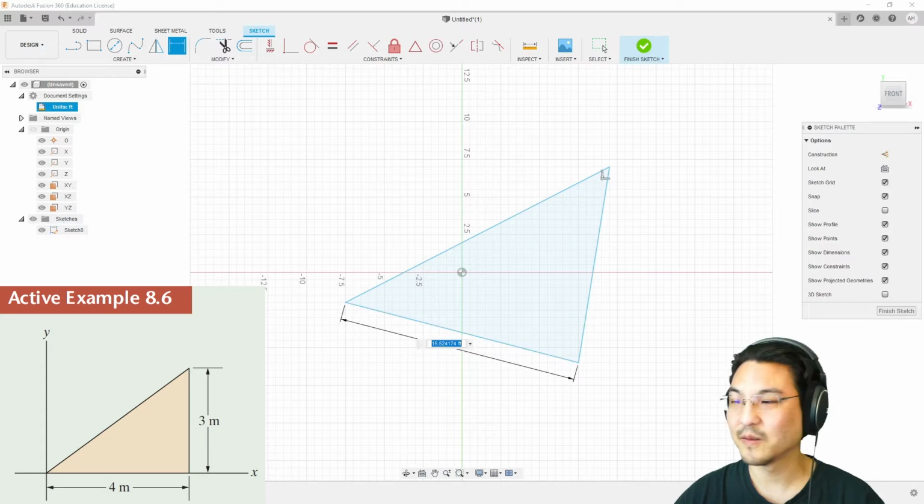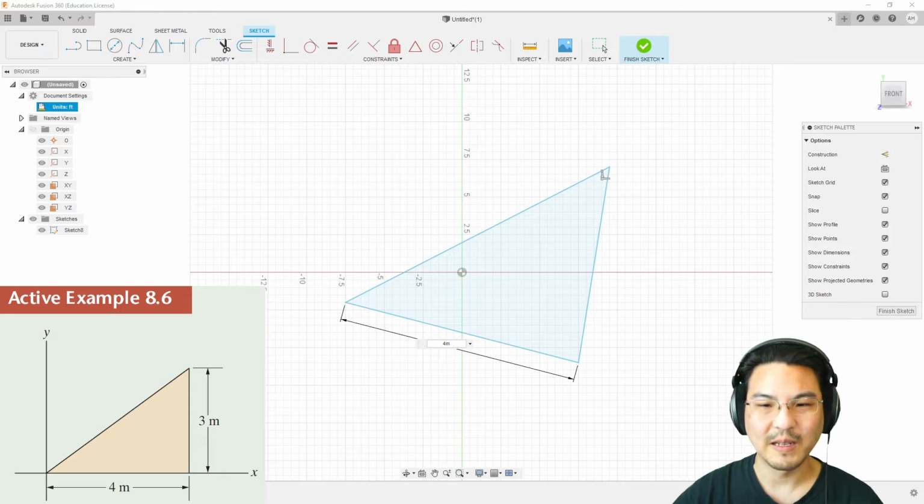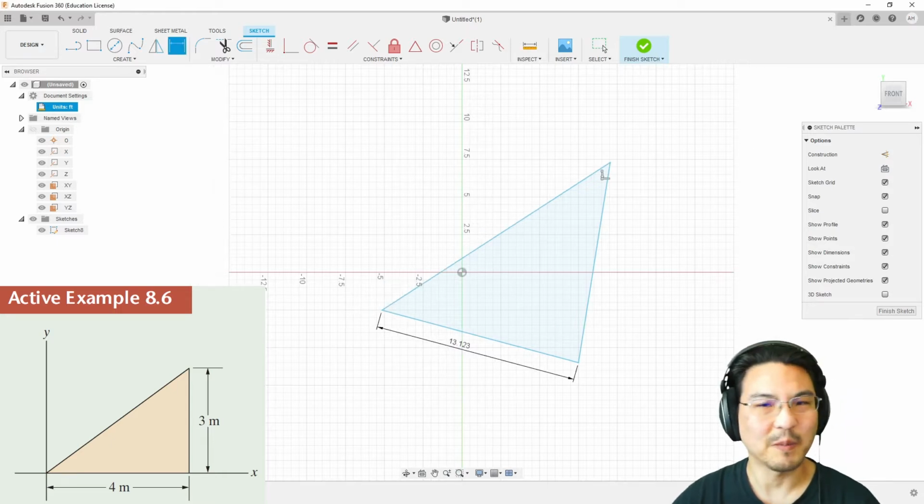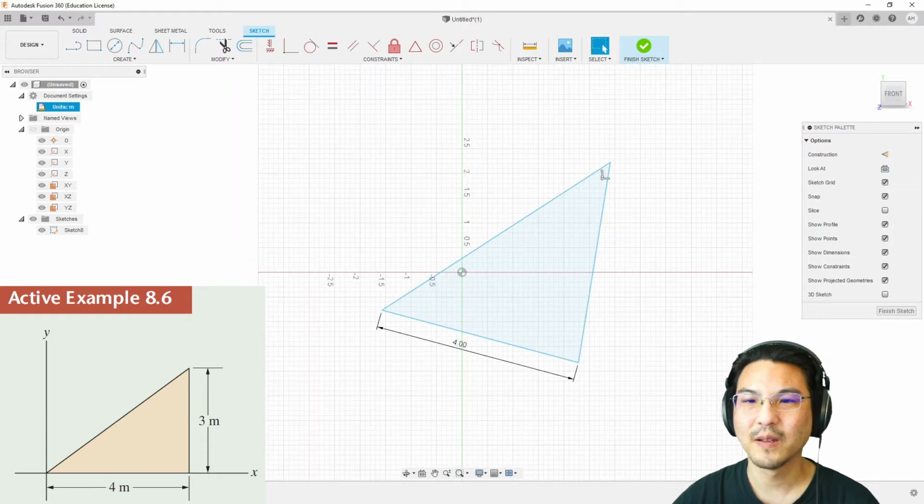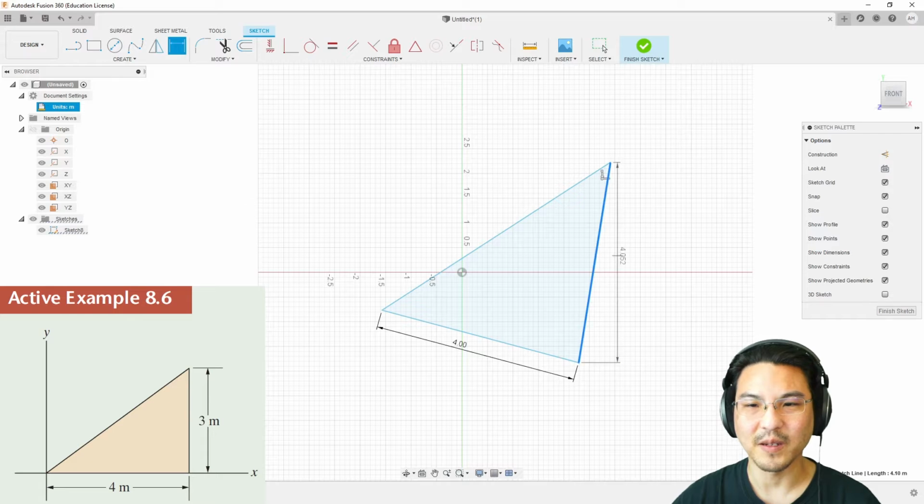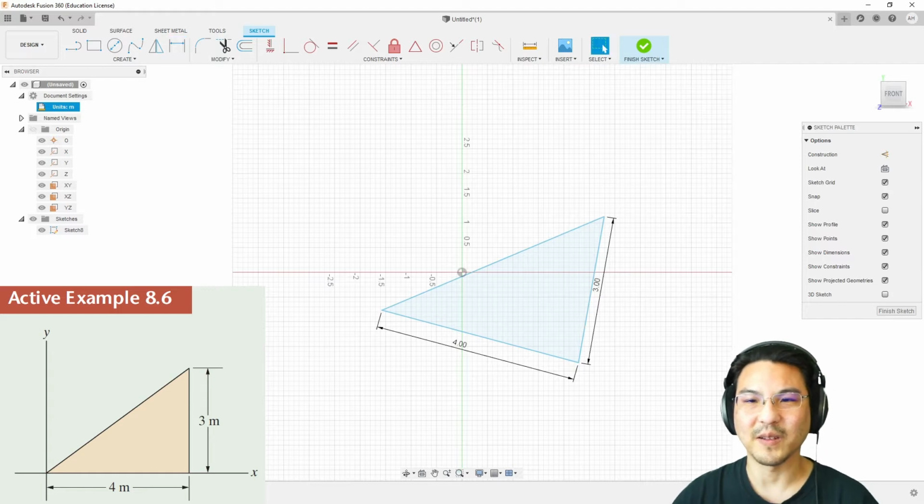So I'll make this 4 meters. Okay, 4 meters. This document happens to be in feet right now, so let me change this over here to meters. Okay, so now if I dimension here, the default unit is meters. So if you just type 3, it's 3 meters, or you can explicitly type M for meters. Okay, so I got the sides.